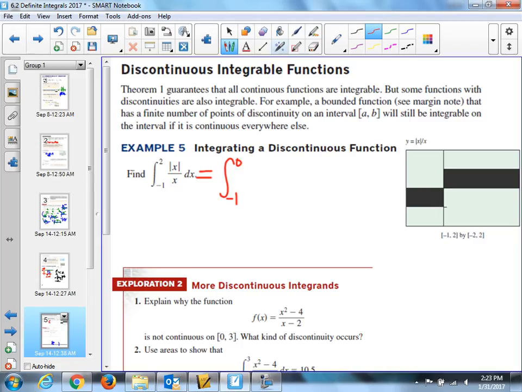I could go from negative 1 up to 0 for this function, absolute value of x over x dx. Now it'll be the area in this box, or I should say the integral there will be negative. It'll come out negative. Plus the integral from 0 to 2. So I'm talking about this top area, which is hard to see in red on black.